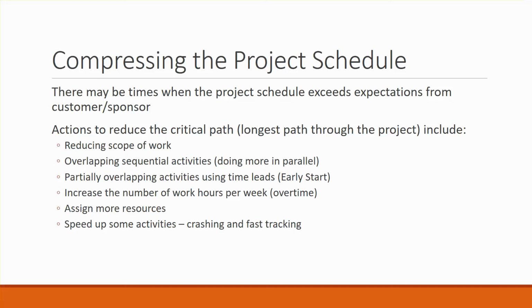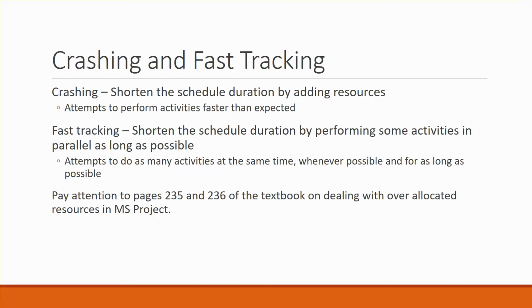We might be able to assign more resources. Maybe we are able to get a couple more people from a different department to come in, and then we may be able to speed up activities, which are crashing and fast tracking, which is kind of what we're talking about here. Crashing is shortening the schedule duration by adding more resources. Fast tracking is shortening the schedule by performing some activities in parallel. So there's terminology associated with these things. One of them is called crashing the schedule. The other is called fast tracking the schedule.